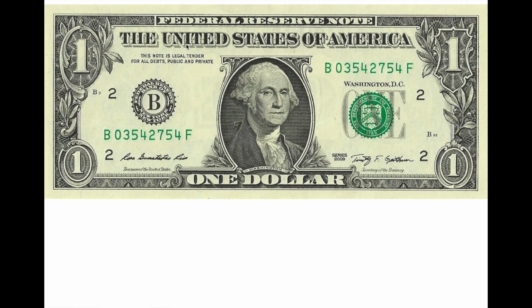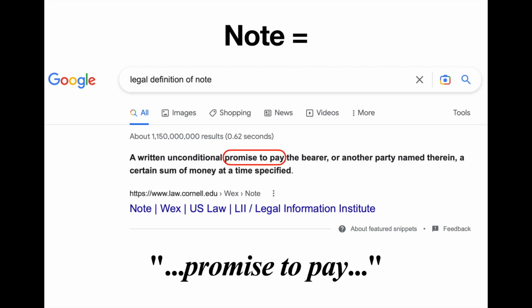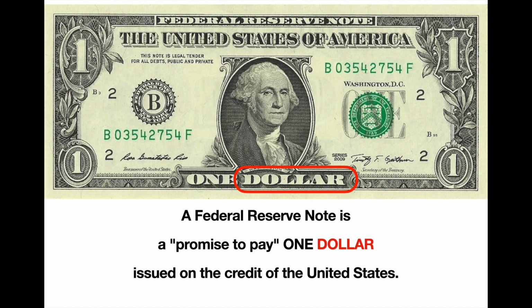So let's talk about the green paper rectangle. A green paper rectangle is what you normally call a dollar, and a dollar is actually a Federal Reserve note. So what is a Federal Reserve note? A Federal Reserve note is a note issued by the Federal Reserve private central bank for a debt of $1 on the credit of the United States. And note means a promise to pay, and we all know that promises may be broken. So what is this note a promise of? This note is a promise for $1, $1 issued on the credit of the United States.